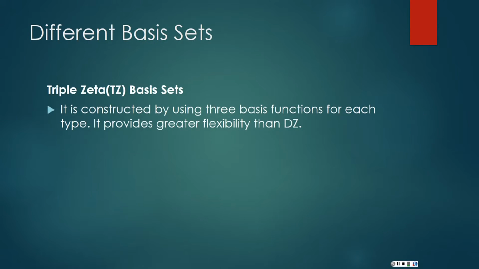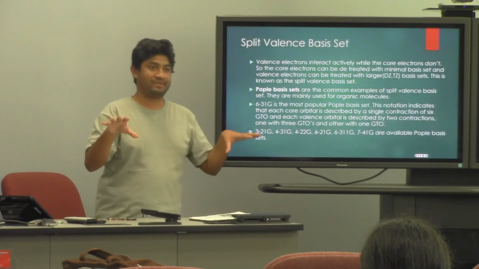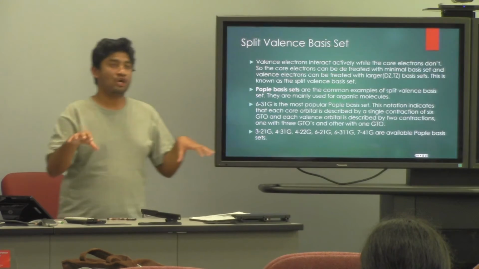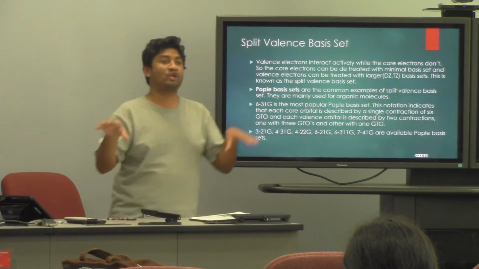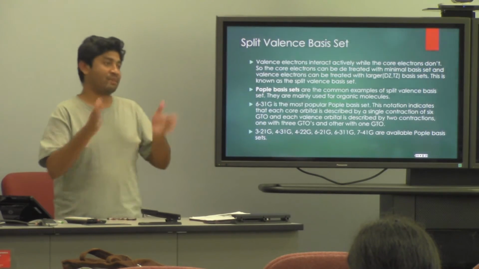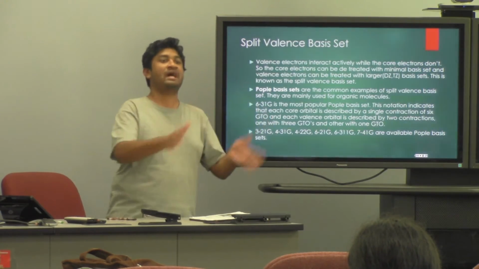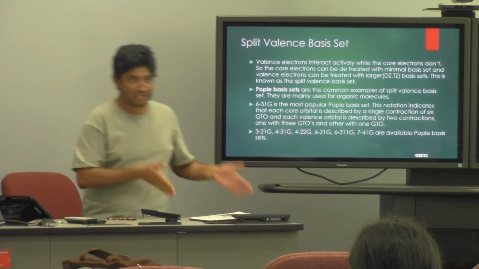So these double zeta or triple zeta basis sets will be discussed in the later types of basis sets. The split valence basis set. We know in a chemical environment the valence electrons interact actively, but the core electrons don't. So the core electrons can be treated with the minimal basis set, and the valence electrons can be treated with the double zeta or triple zeta basis set. This is known as the split valence basis set.